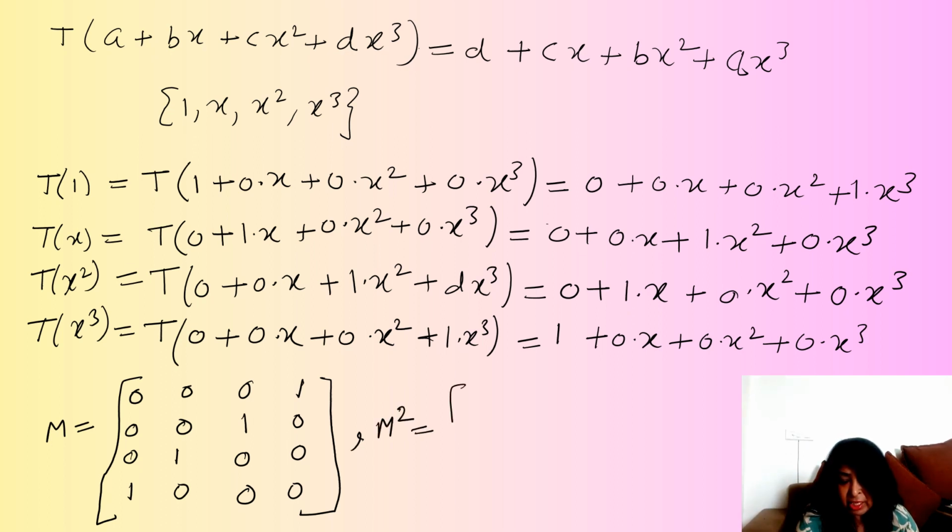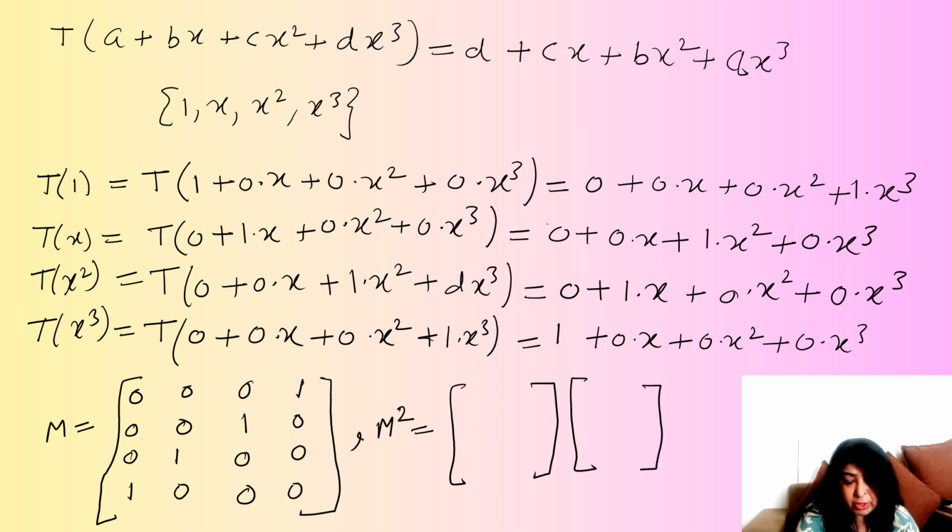So M square will be square of two matrices. And when you square these two matrices, what you will get? You will get I4. You know how to multiply two matrices. These are 4 by 4 matrices. So just multiply these two. On multiplying, you will get I4, means identity matrix of order 4.